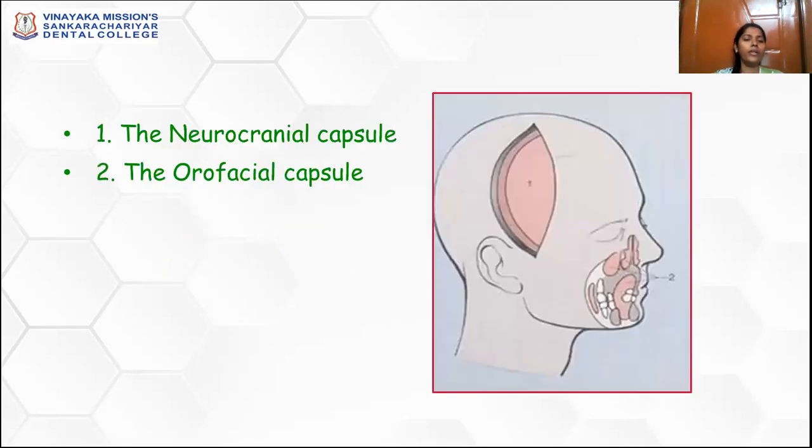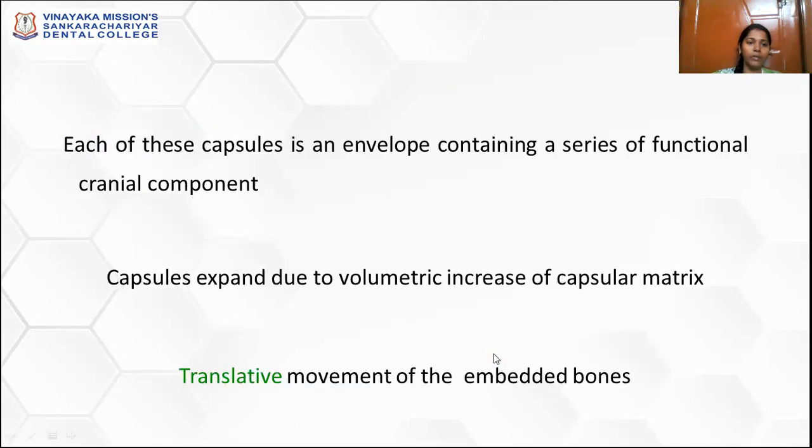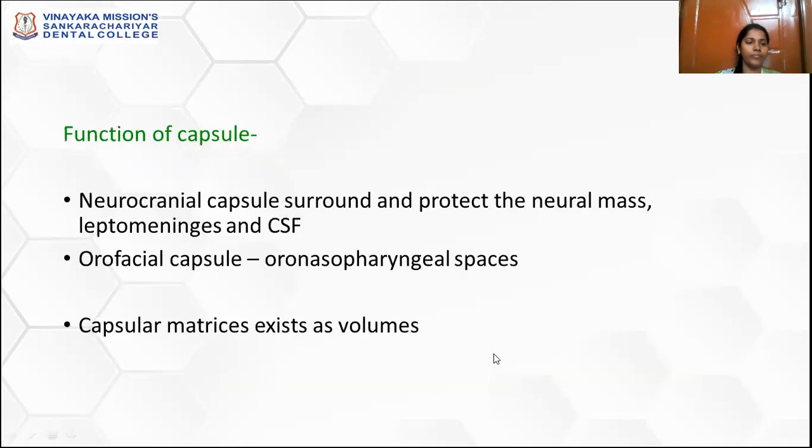Now, the neurocranial capsule, as you can see in diagram number 1, is mainly your big part. So this is your cranial portion. Whereas the orofacial capsule is mainly contributing to your maxilla and then mandible. What is the function of this capsule? So the neurocranial capsule surrounds and protects the neural mass, leptomeninges and CSF. Now the orofacial capsule is mainly for the oronasopharyngeal spaces.